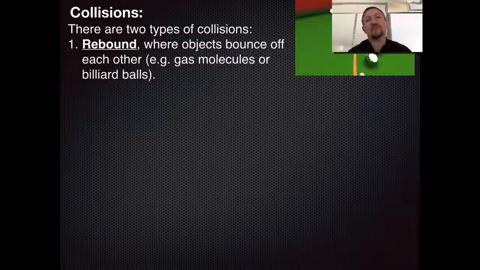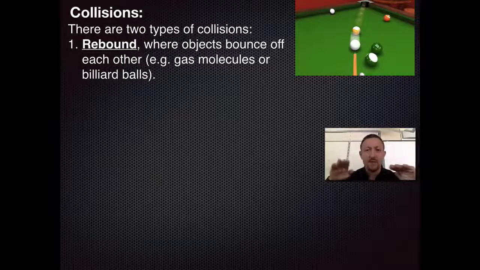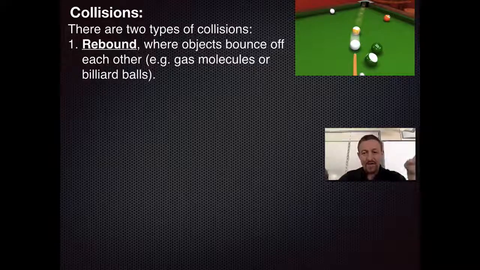Now the second portion of this, as well as explosions, is collisions. There are two forms of collisions. We've got rebounds and we've got coupling. First off, rebounds are what you get in things like pool and gas molecules, where things rebound off each other. Car crashes are also a good way of looking at collisions and rebounds. You have a car moving with a certain speed and another car moving with another speed. When they crash, they bounce off.